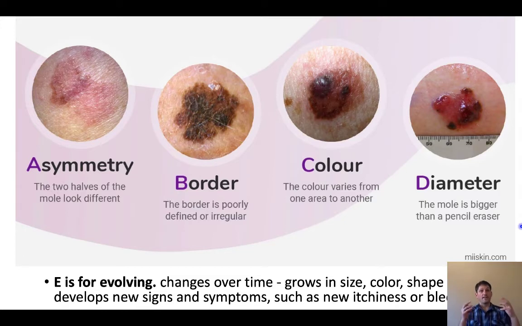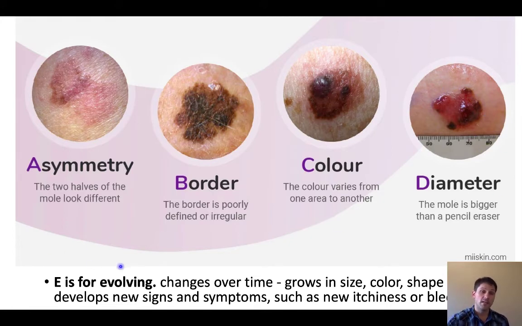So we look for asymmetry, and we look at two halves of the mole, and are they different from each other? And we can kind of see that they aren't symmetrical over here. We look at the border, and the border is irregular or poorly defined. Then we can look at the color. Is there variation within that mole? And we can look at the diameter. So if it's bigger than a pencil eraser, that kind of causes some concern.